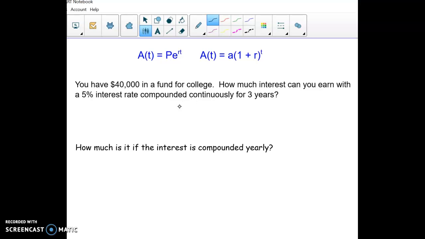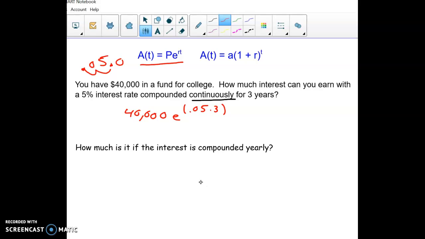All right, so you have $40,000. That's a pretty good deal. And it's compounded continuously. So that's the key word that tells us we're going to use the continuous formula, the PERT. So P is just the initial amount. Then we're going to do e, and then the rate as a decimal. So 5%, I've got to move it over twice, right? So the rate as a decimal is 0.05 times 3 years.